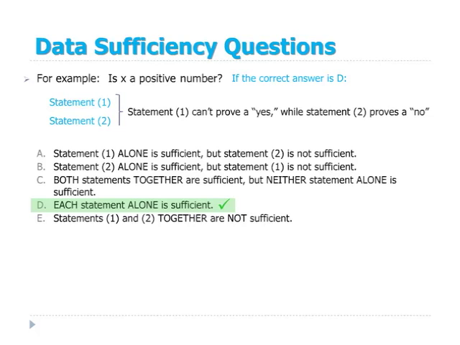proves a no. Or if the question asks you to determine the value of y, if each statement alone is sufficient to do this, each of them will provide the same answer. It cannot be that statement 1 proves y equals 5 and statement 2 proves y equals 7.